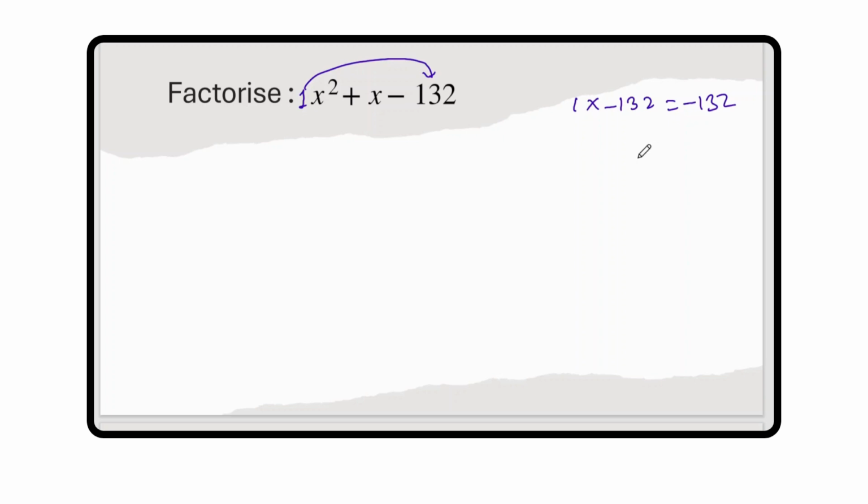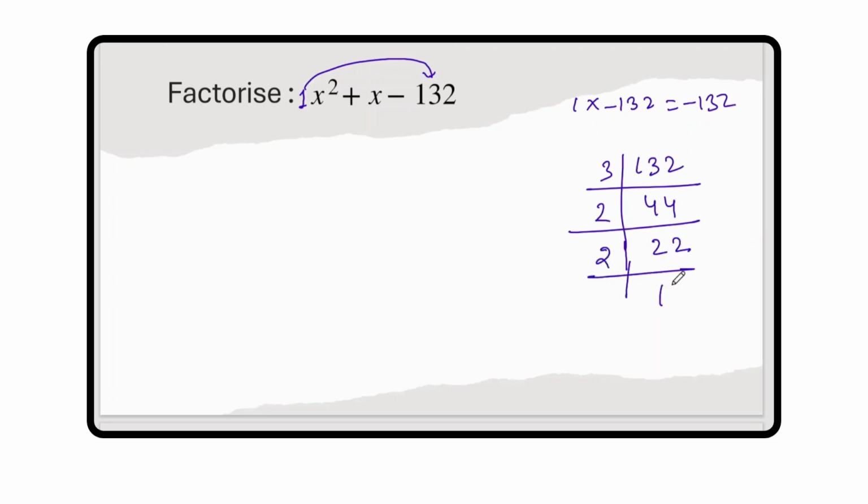Okay. Now you see 132, if you divide it by 3, it will be 44, so it will be 4 and 11. Now, you can divide it by 2 also, it is 22. Again, 2 times it is 11. So 2 into 2, it will give you 12 into 11. So I can split this as 12x minus 11x.